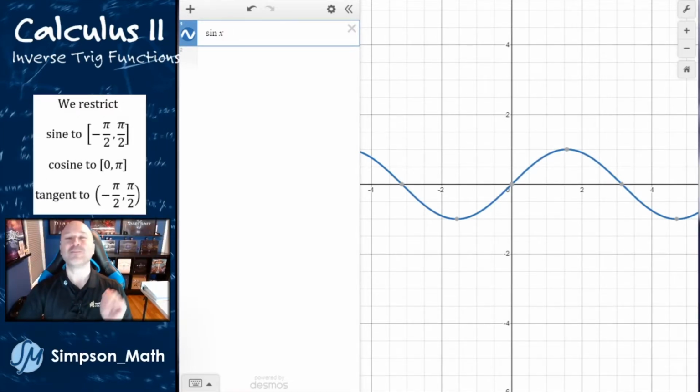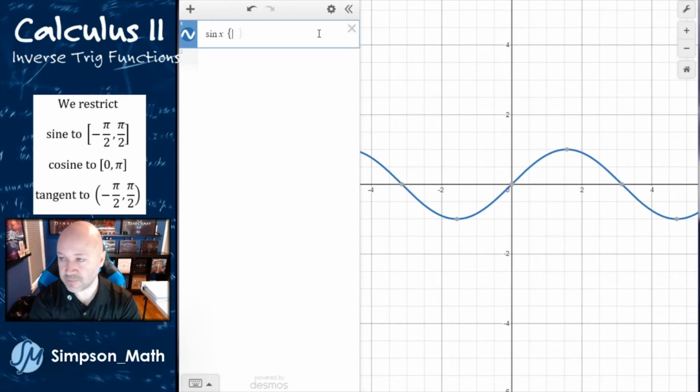You may have done this with a quadratic, where the parabolas too are not one-to-one. But we found the inverse function for x squared. It was the square root of x. The way we did that was we restricted its domain. I think we can do something similar with sine. Let's take a look at sine over the interval.